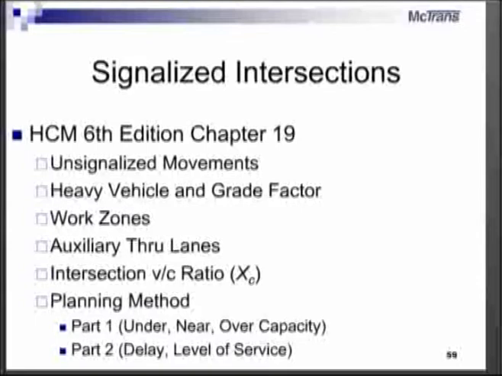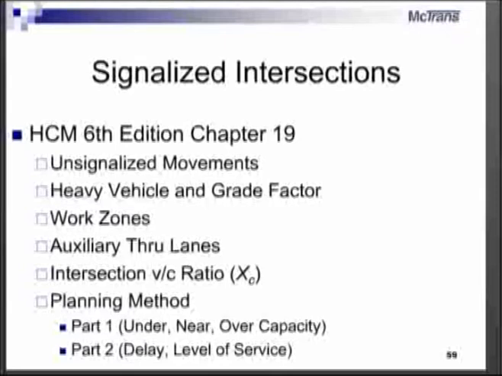Unsignalized movements. We call them free rights. A right turn movement that's not controlled by the signal typically has a yield control at the end as it interfaces with the cross street. That has always been ignored. The manual says pretend the lane doesn't exist, pretend the right turns don't exist, and because the signal's not having to process it, it did make sense.